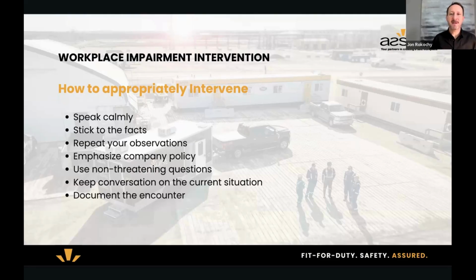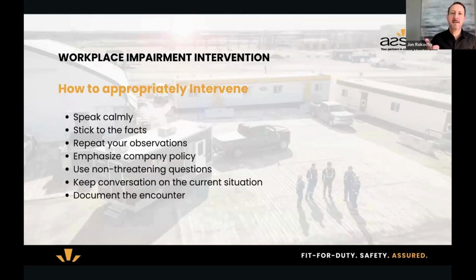We're requesting this because our policy states if we have reason to believe someone's not fit for duty because of substance use, this is what we do: we immediately take you down to a clinic and get you tested. We complete a drug and alcohol test. So it's not me coming up with this. It's me just carrying out the policy. So you want to keep referring to company policy. You're going to use non-threatening questions. You're going to keep conversation on the current situation. Covered that one. And you're going to document.